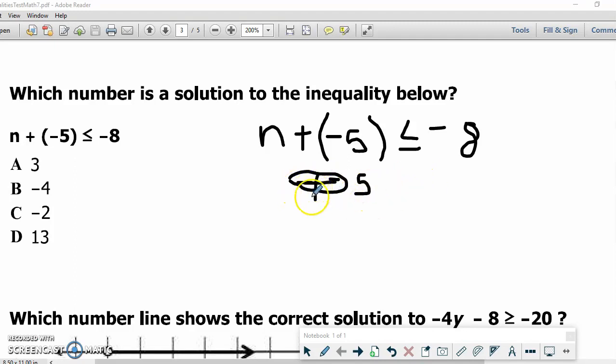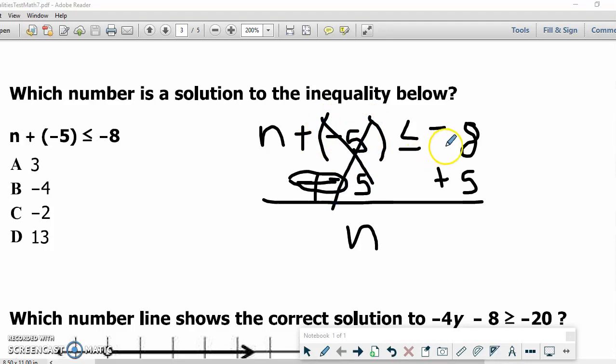So, since we are, for all purposes, adding 5 on both sides, on this side, let's go ahead and add 5 on the other side. So remember, because we have double negatives, this actually changed to an addition problem. So, we're left with n on the left side. The 5's cancel out. -8 plus 5 is -3. And we're not multiplying or dividing by negative numbers, so our sign will stay the same.